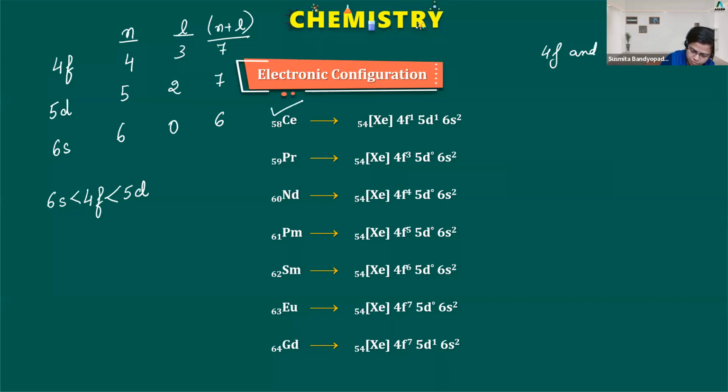So remember for cerium, if possible all, europium and gadolinium, because they have half filled f configuration. So 4f and 5d have very little difference in energy.